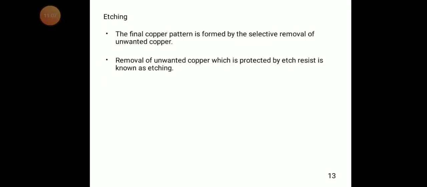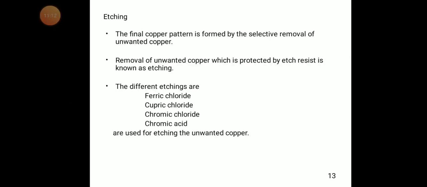The next level in the PCB is etching. Etching means the final copper pattern is formed by the selective removal of unwanted copper. Removal of unwanted copper which is not protected by etch resist is known as etching. In a simple way, we can say that removing unwanted copper on the PCB is called etching.